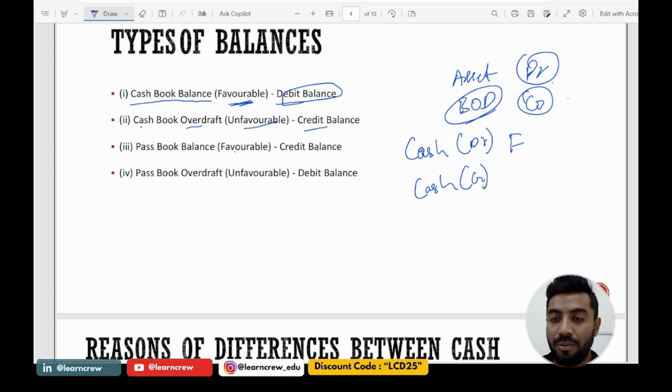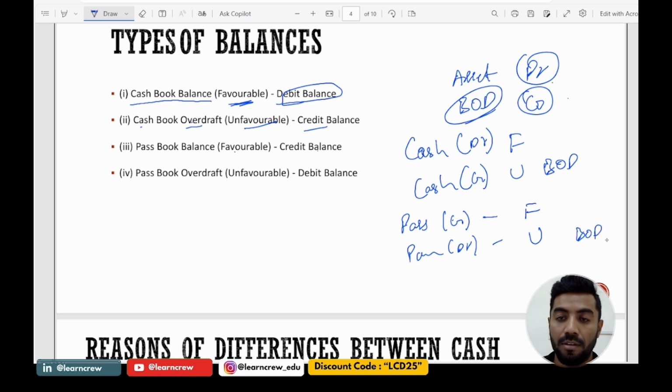If the cash book is showing a credit balance, it's unfavorable. That is nothing but a bank overdraft. Then the passbook will be maintained by the bank. So the passbook balance, if it is credit, it is favorable. Same passbook balance, if debit, it means unfavorable. That's nothing but a bank overdraft. These are the 4 types of balances which you can see.